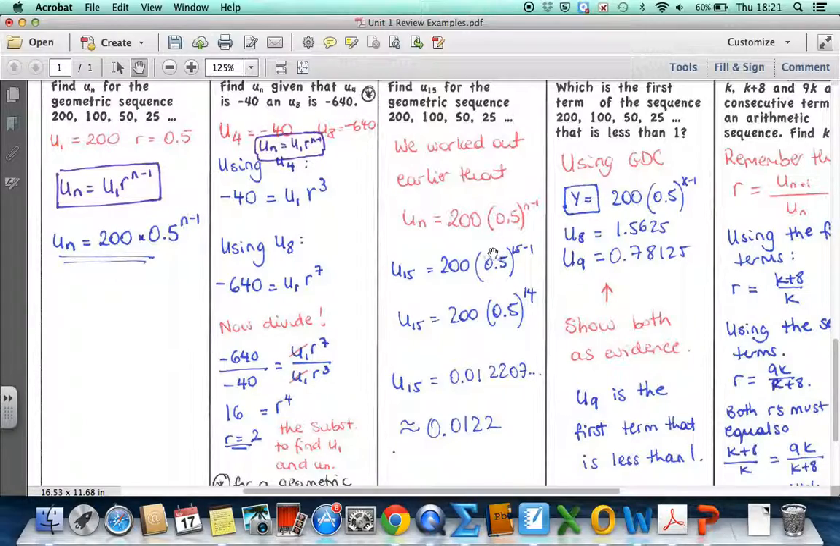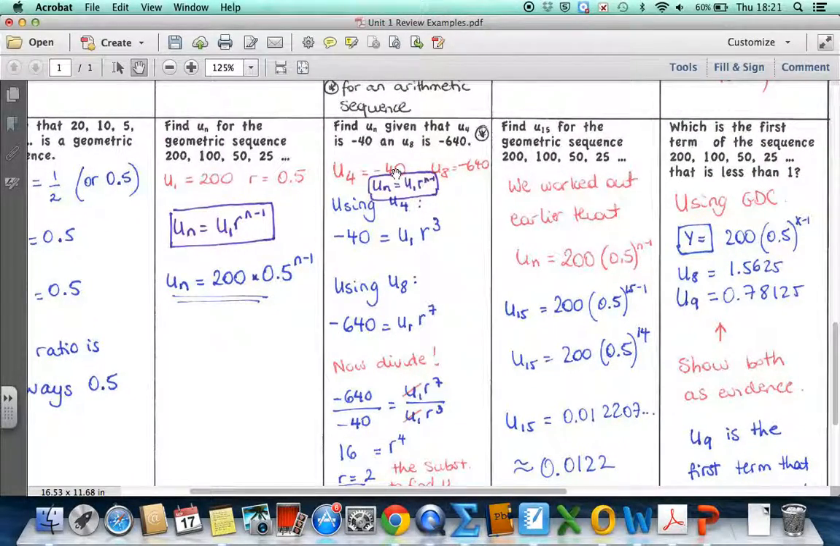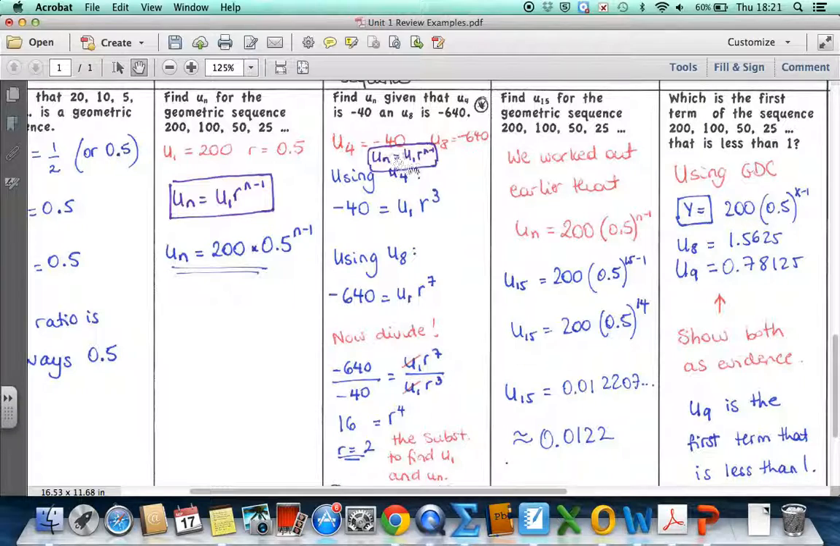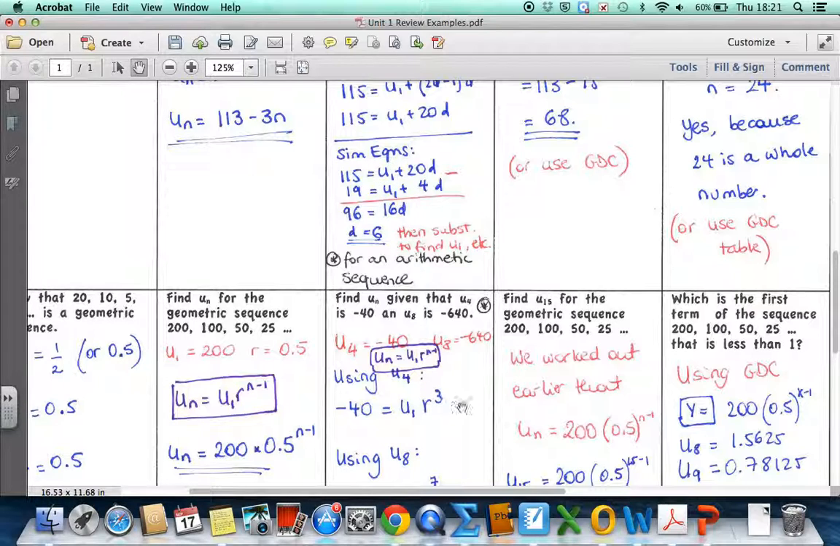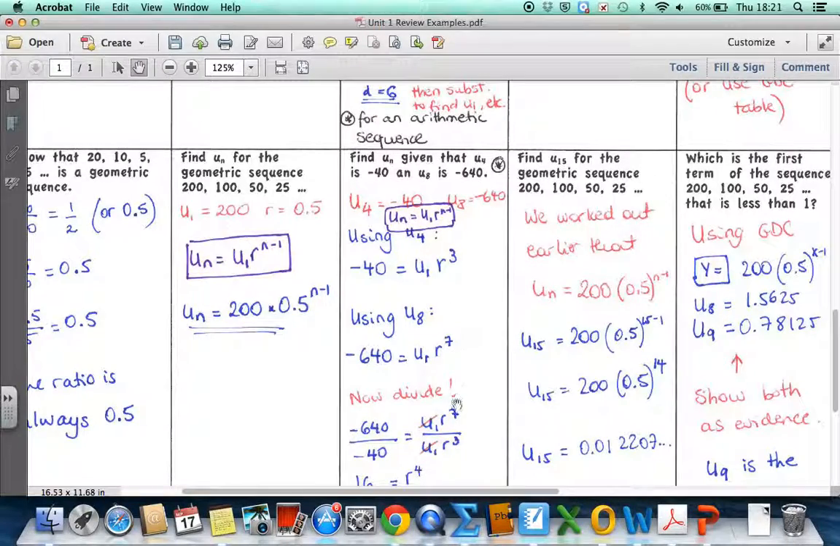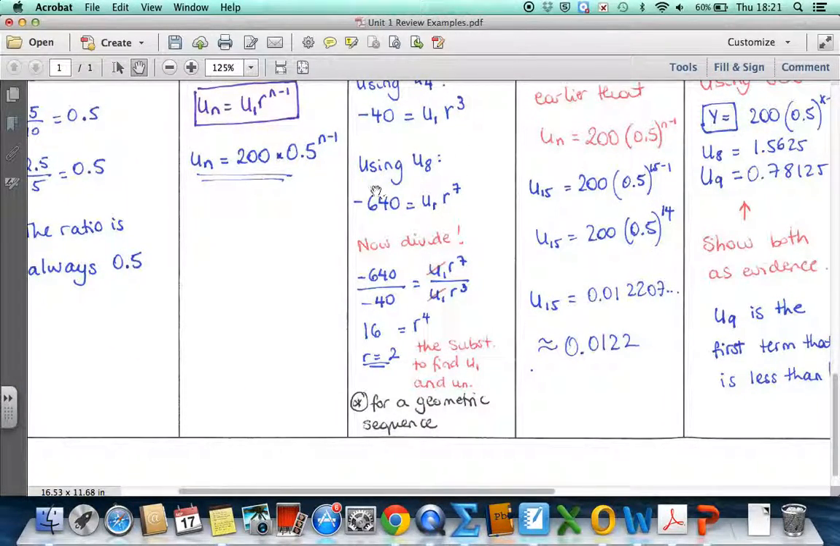Okay, let's go back to this one here. So again, they're giving us two different terms and they're saying find un. Now, in the previous example, we substituted what we knew using this one term and what we substituted using the other term, and then we subtracted. Let's just rewind a little bit. We subtracted here to get rid of the u1s. For a geometric series, you need to divide, because if you divide this result by this result, that should equal this result divided by this result. And what happens there is that the u's cancel out, so they disappear. And we're left with 16 equals r to the 4. Find the fourth root using your GDC and we get r is 2.